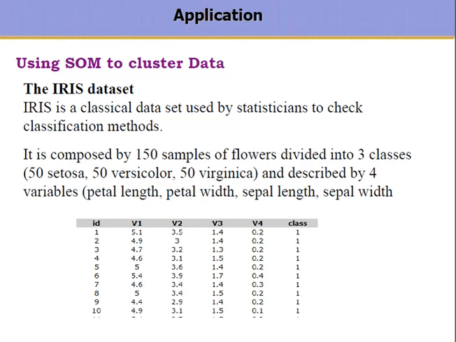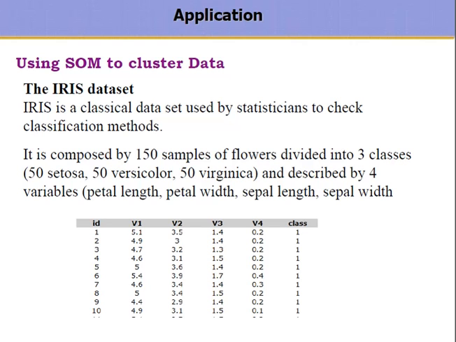You can use this iris dataset and execute a SOM clustering algorithm on it, and you can test your knowledge. Iris is a classical dataset which is used by a number of statisticians to check classification methods, and this dataset is also used to test clustering algorithms. In this dataset, we have 150 samples of flowers divided into three classes.